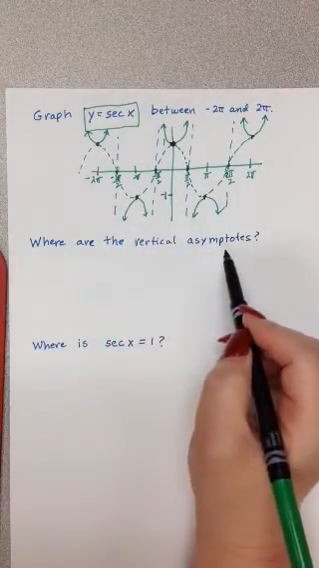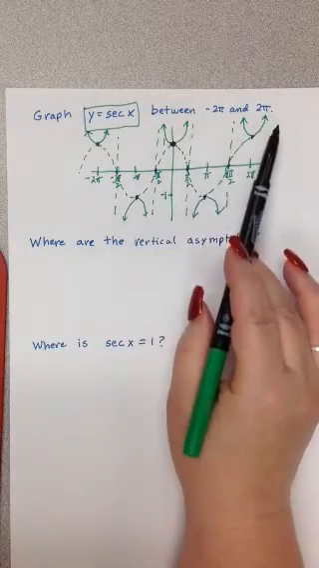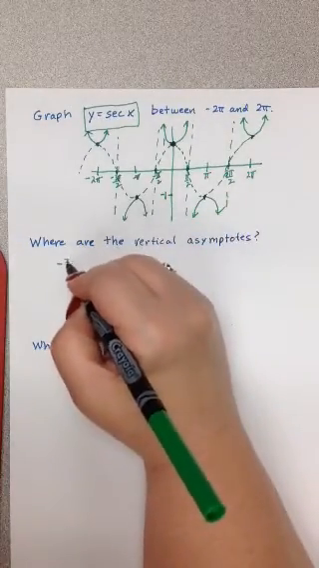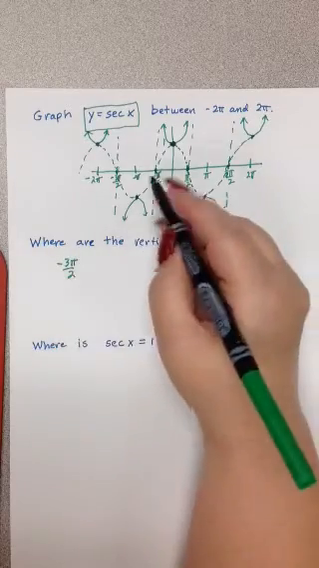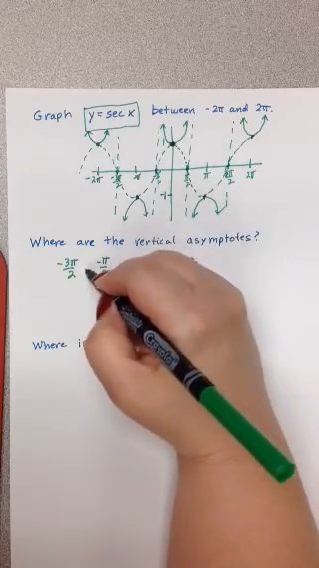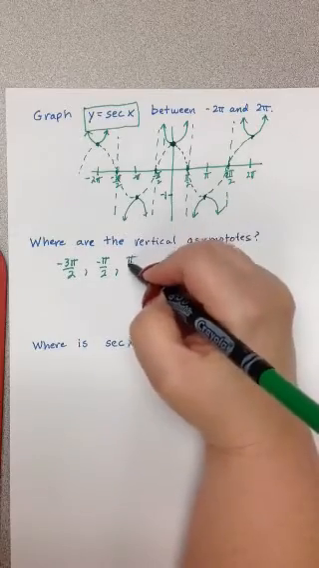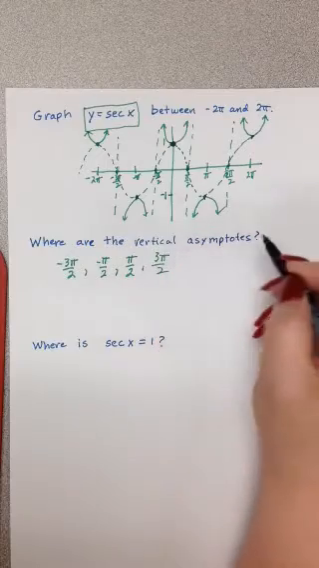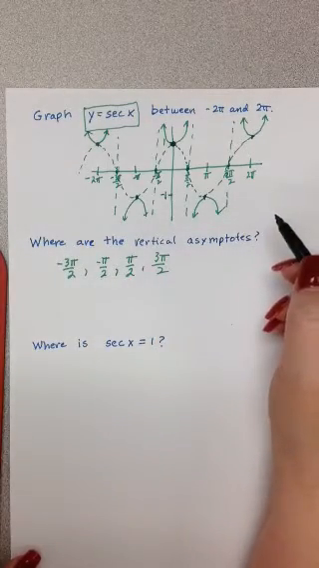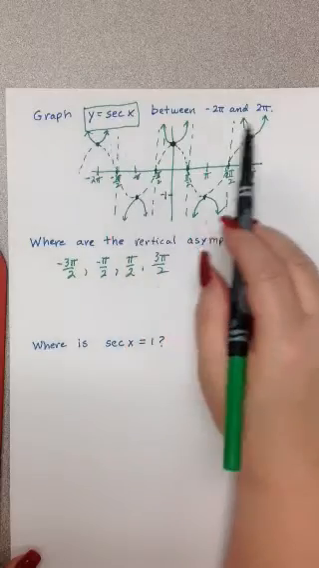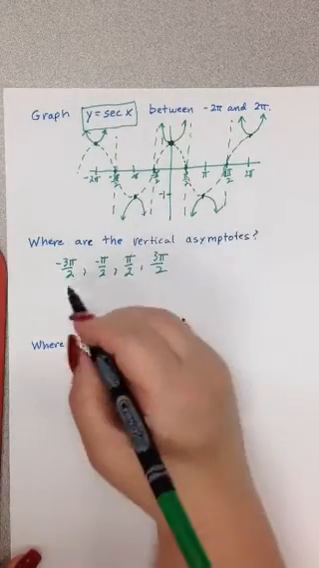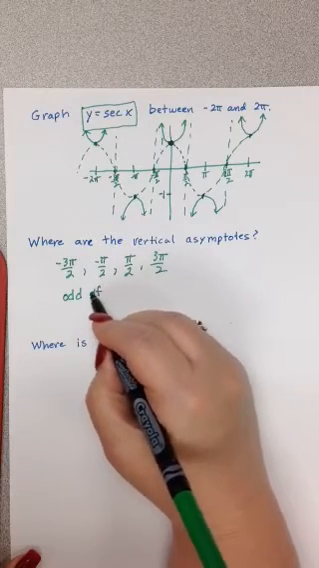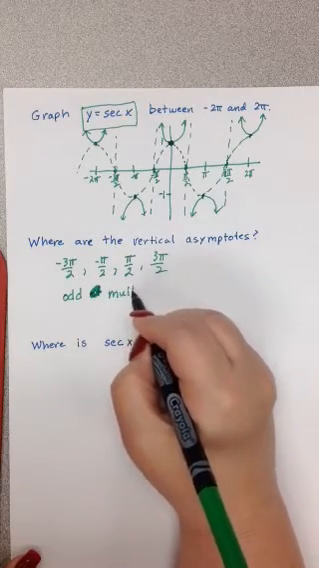Then they ask me, where are the vertical asymptotes between negative 2 pi and 2 pi? So the vertical asymptotes going left to right start at negative 3 pi over 2, and then we have negative pi over 2, and then I have positive pi over 2, and then I have 3 pi over 2. Okay? If they wanted me to generally say it, the whole thing, I could say it happens at odd multiples of pi over 2.